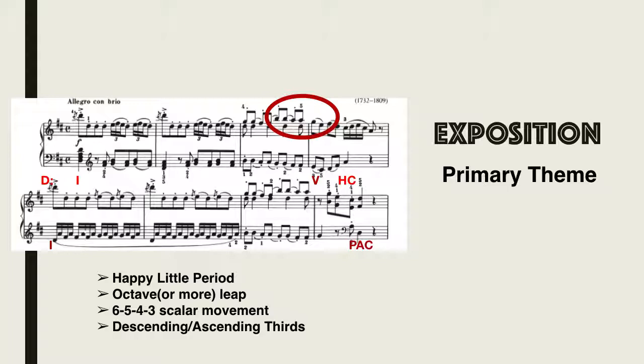In the third measure, we've got this nice little, I can't really circle it very well, but we've got this 6, 5, 4, 3 descending scalar movement. Haydn uses this a lot in this piece. He also uses the ascending or descending thirds. You're going to see that over and over and over, so let's get to it.